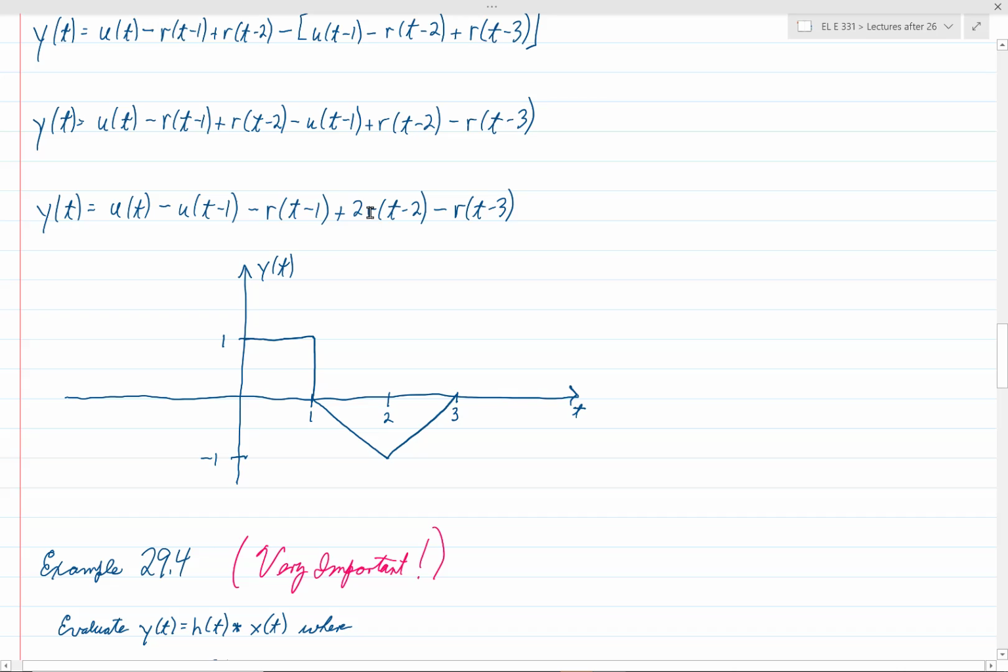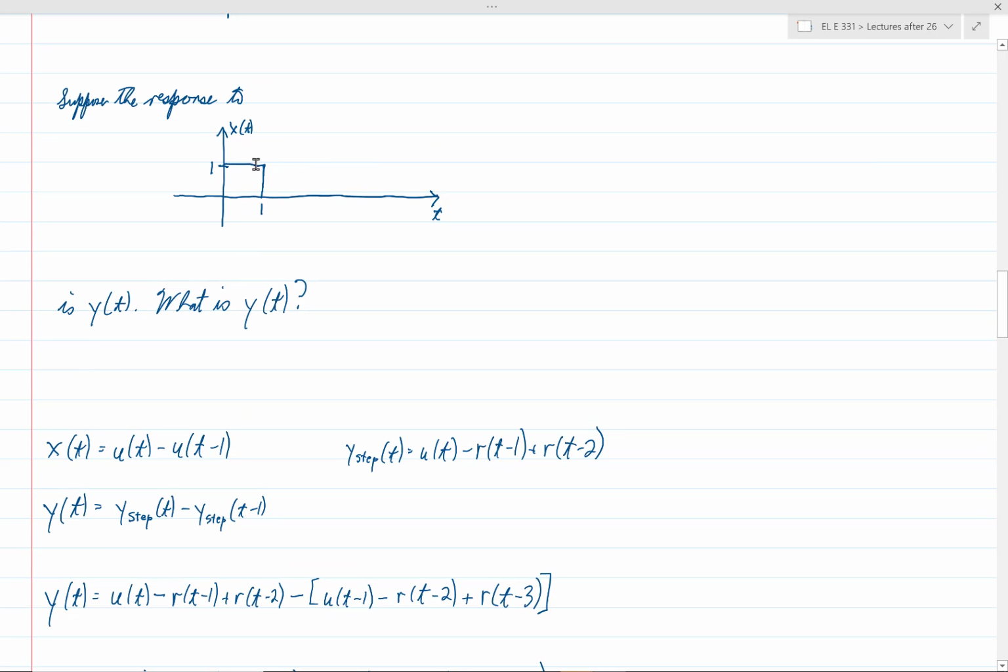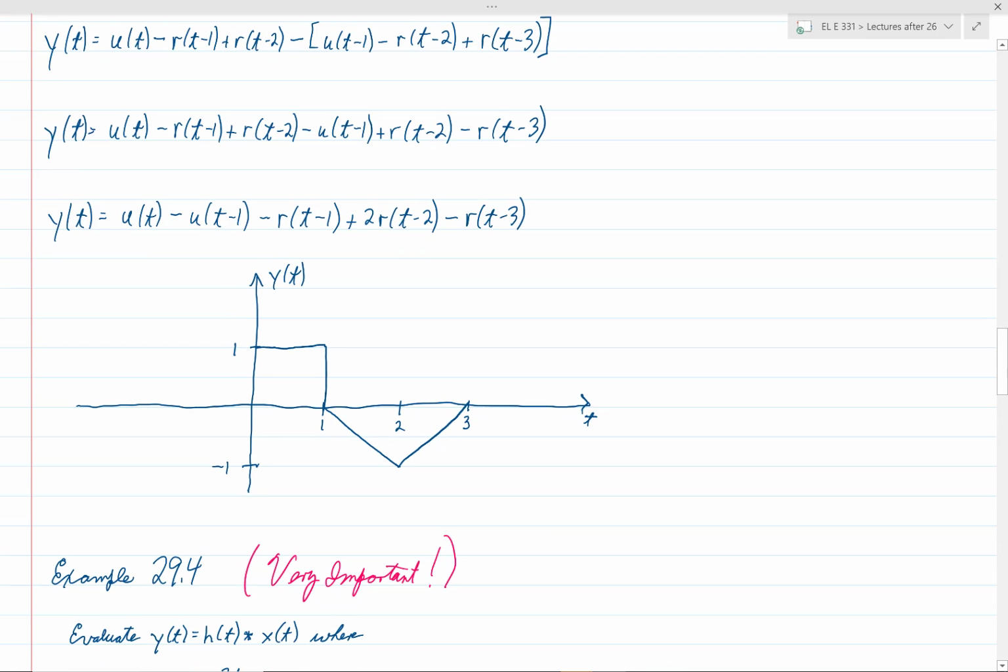And then at t equals 2, we're going to change that slope by +2. So it goes from -1 to -1 plus 2, which is +1. And so the slope here is +1. And then finally, we're going to flatten that out by subtracting the r of t minus 3 to get this. And so the response y of t to this input x of t is given by this graph here.